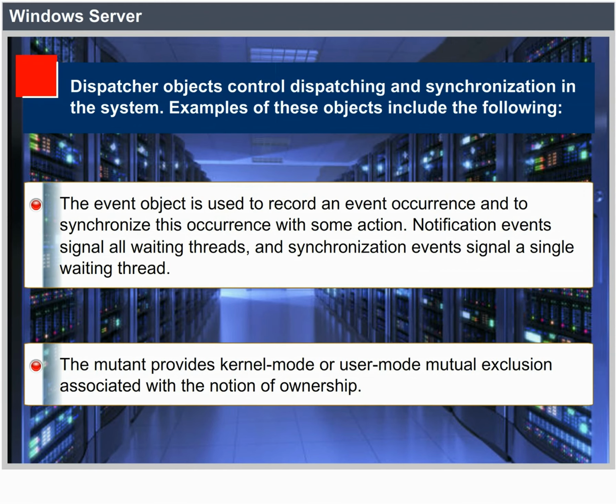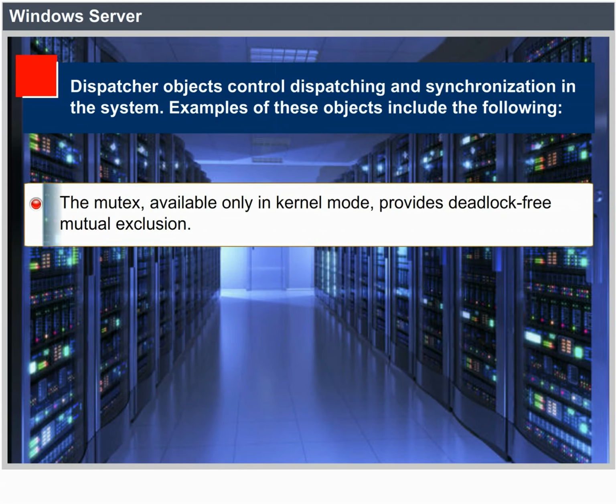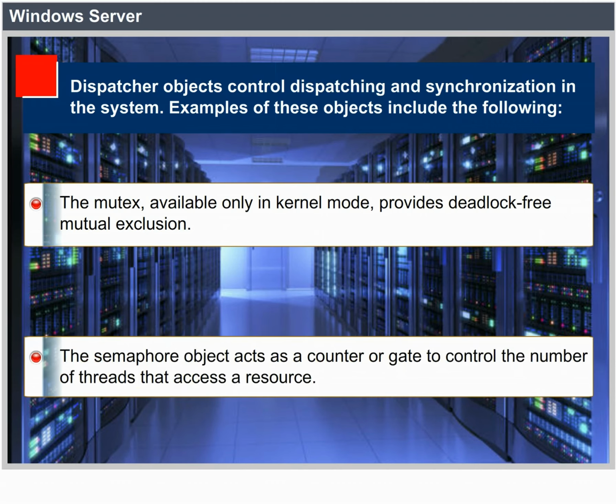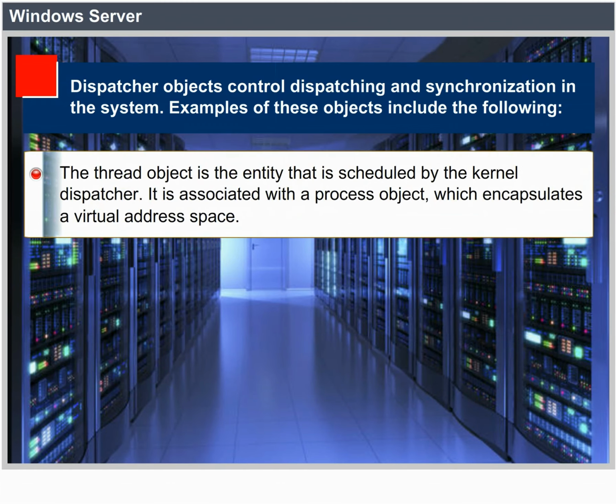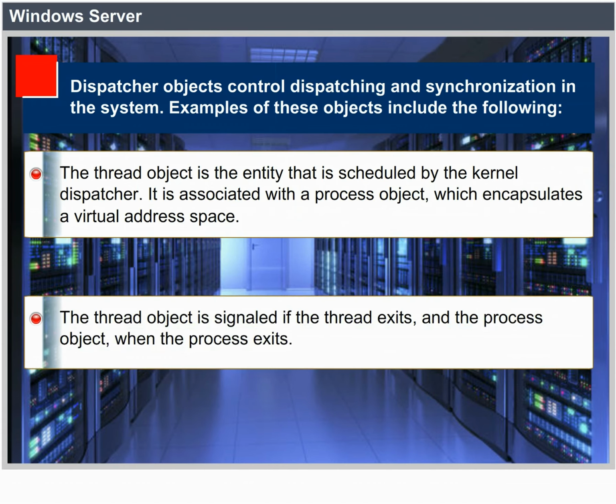The mutant provides kernel mode or user mode mutual exclusion associated with the notion of ownership. The mutex, available only in kernel mode, provides deadlock-free mutual exclusion. The semaphore object acts as a counter or gate to control the number of threads that access a resource. The thread object is the entity that is scheduled by the kernel dispatcher. It is associated with a process object which encapsulates a virtual address space. The thread object is signaled when the thread exits and the process object when the process exits.